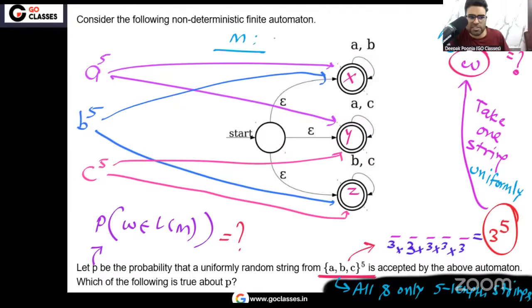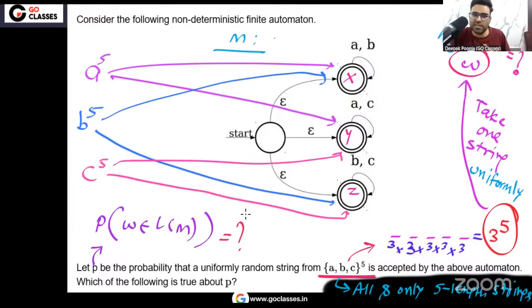Except these five length strings, whatever five length string you take, for example, let's take A power 4 b. If your string contains both A comma B, then that will not be accepted in these states. If your string contains both A comma C, then it will not be accepted in these states. If your string contains both B comma C, then your string will not be accepted by these states. So notice one thing, that only these strings you have counted double time. All the remaining strings you counted only once.